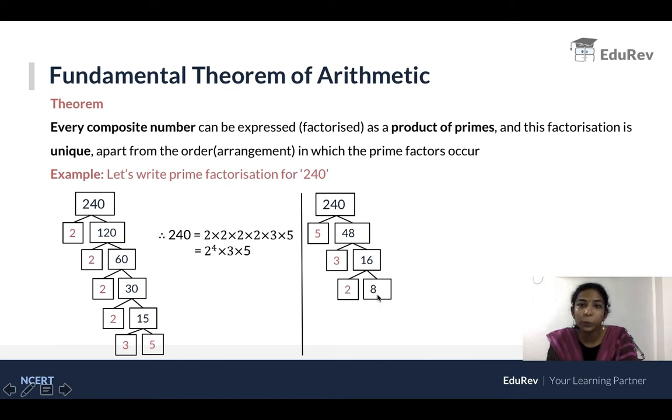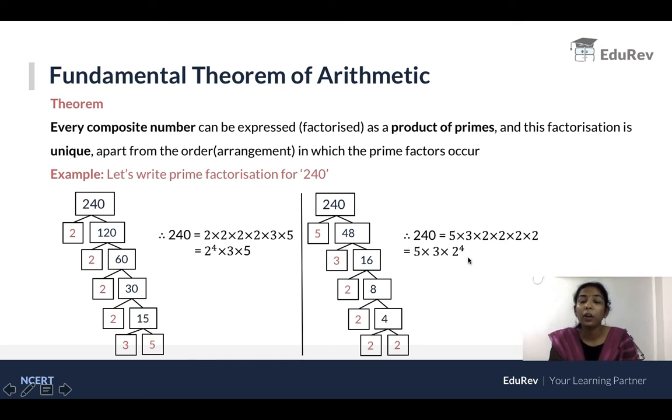So I can write it as 2 into 8. And this 8 again I can write it as 2 into 4. And this 4, 2 into 2. So now what you are getting is 240 as 5 into 3 into 2 into 2 into 2 into 2. And again there are 4 2's. So what will be the value? 5 into 3 into 2 to the power 4.